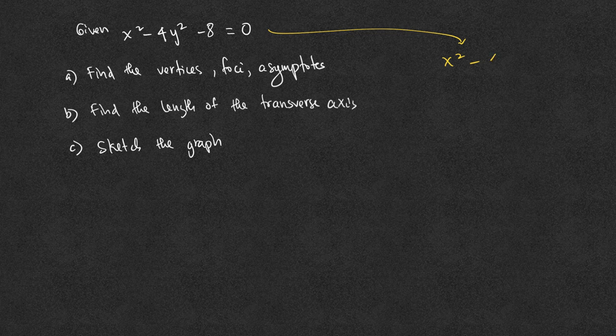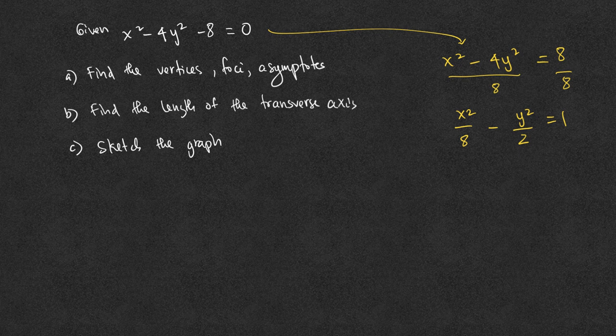x squared minus 4y squared equals 8, where we keep the terms with x squared and y squared on the left-hand side. We then divide both sides by 8 because we want the right-hand side of the equal sign to be 1. It has to be 1 for it to be the standard form. The left-hand side is x squared over 8 minus y squared over 2, since 4 over 8 is 1/2.